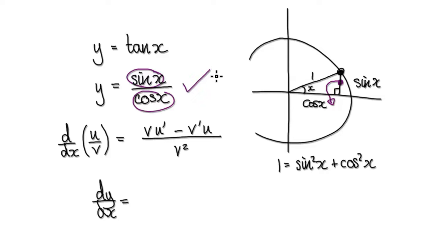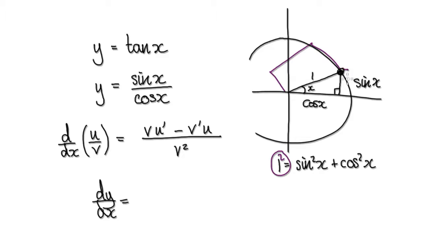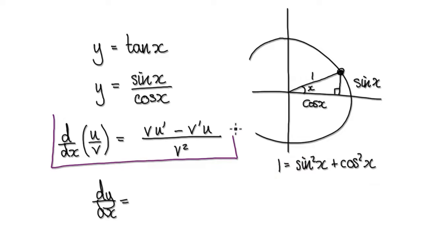So we've already seen this, and also we can use Pythagoras on this. So this squared equals this squared and this squared. So I'm expecting you to know this by now. Okay, so we're going to use the quotient rule to differentiate tan of x.